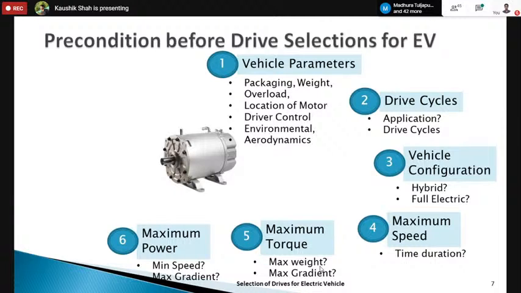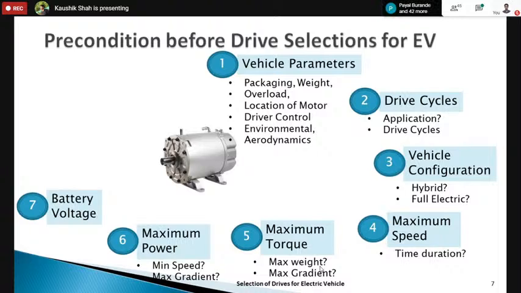Formally it is part of the drive cycles, but I'm just putting it separately just to highlight here in the group that these are important parameters which are a must for drive selection. Fifth is the battery voltage or a system voltage. Let me put it this way.